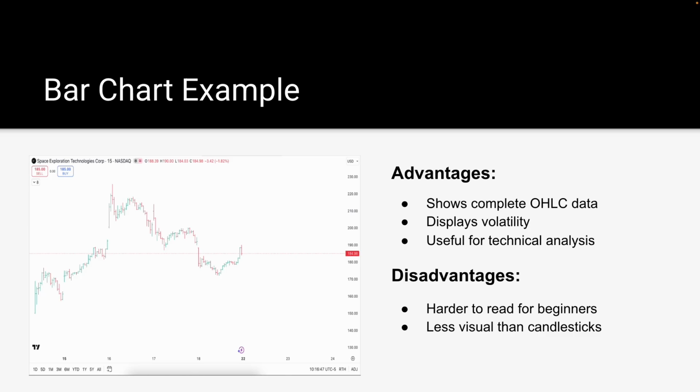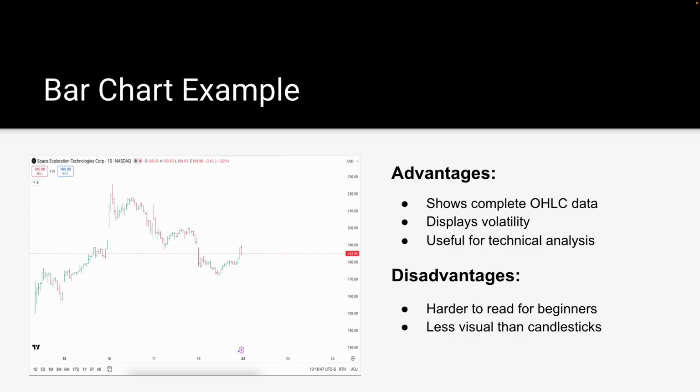There are some advantages and disadvantages. The advantages are, as we know, it shows high, low, open and closing price, displays volatility, and is used for technical analysis. Bar charts are popular among experienced traders. They provide more detail than the line chart. However, many traders like to use candlesticks because they are easier to interpret and easier to see.